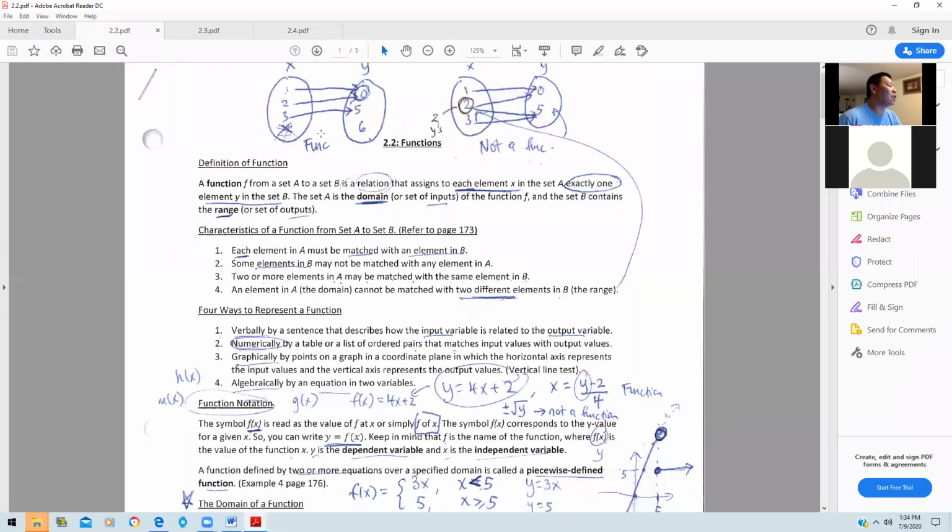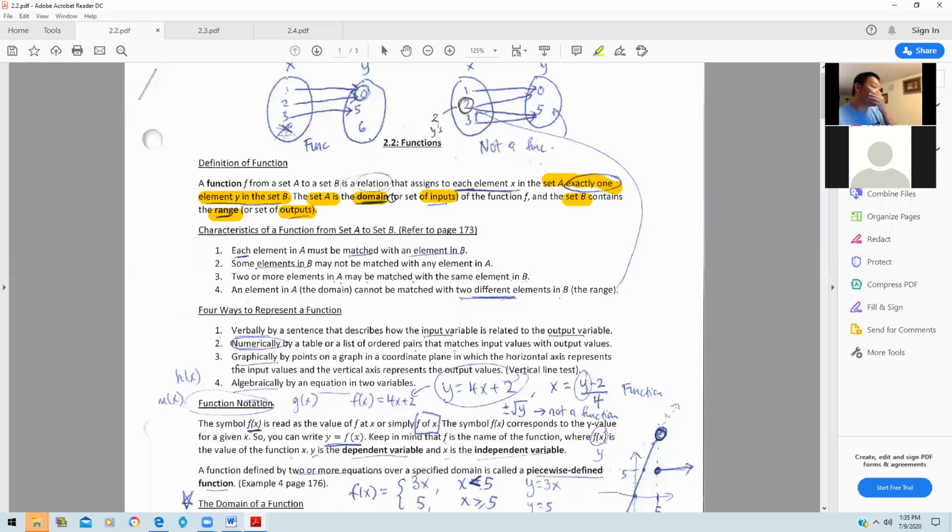So we're talking about functions. A function is what we call a relation between 2 sets, set A and set B. The real definition of a function is that each element in set A has exactly 1 element in set B. Set A is usually called the domain, or the inputs. Set B is what we call the range, or the outputs.